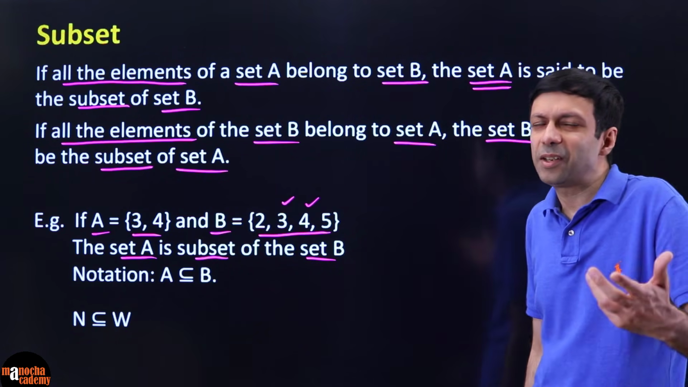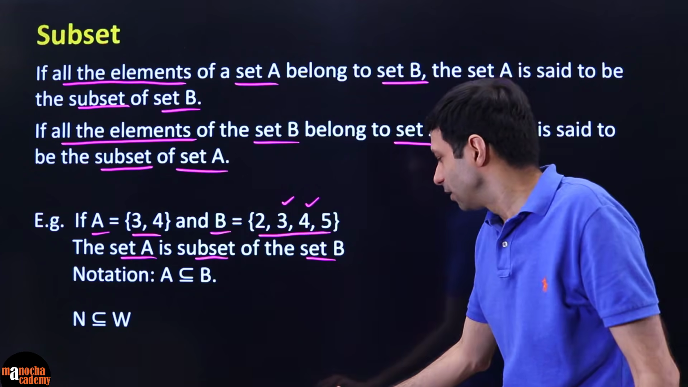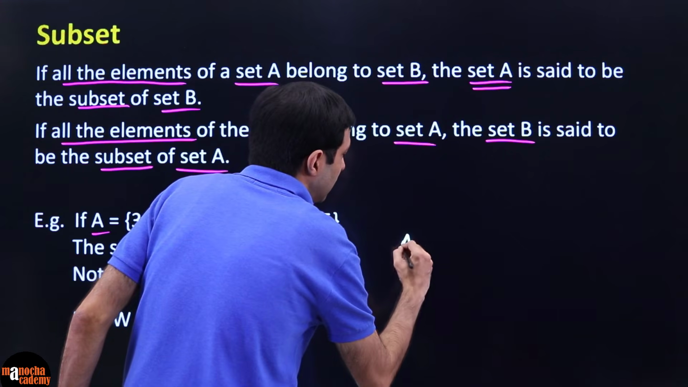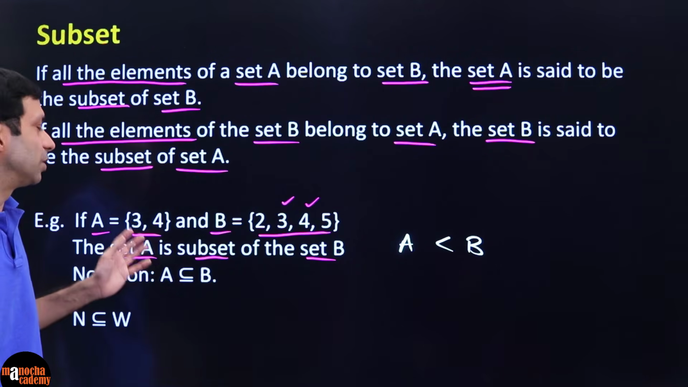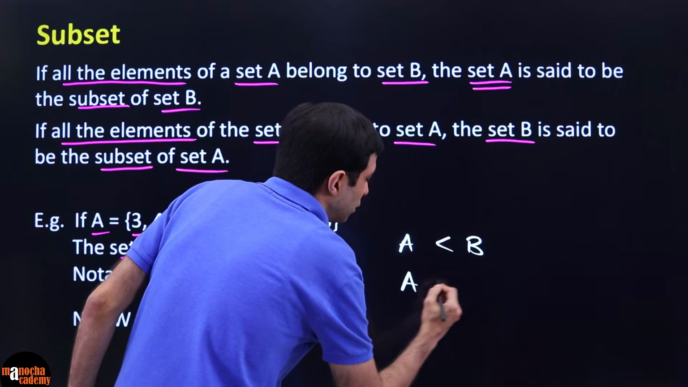Now how do we represent it? Because this whole topic is all about notation. So please remember, here we don't use greater than, less than notation. We don't say that A is less than B, even though it sort of is, right? Because B has everything inside it. We don't say that, we use this notation.